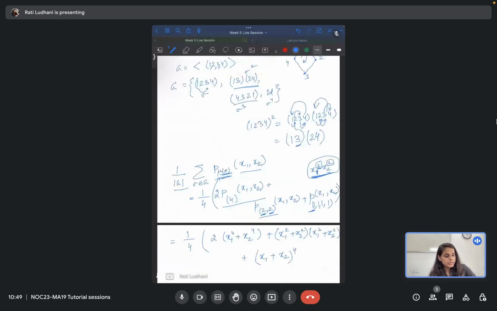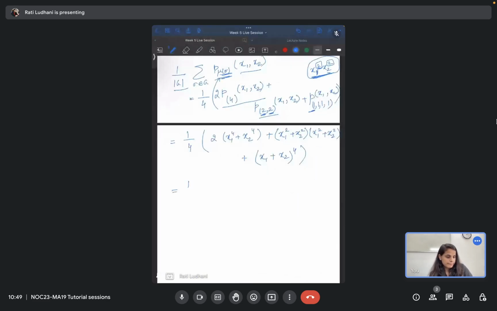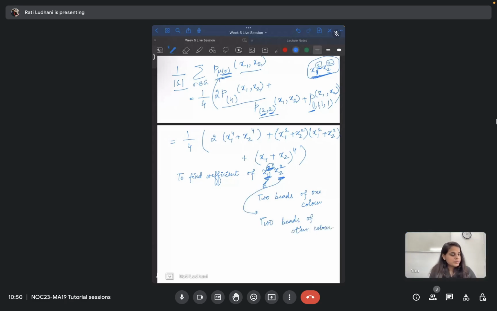So here you need to find the coefficient of x1 raised to power 2 and x2 raised to power 2, because which represents you have 2 beads of one color. So 1 2 here, this suffix 1 2 represents colors. Okay, so the power represents how many? So 2 beads of one color, and second says 2 beads of other color. Okay, so we need to find the coefficient of this.